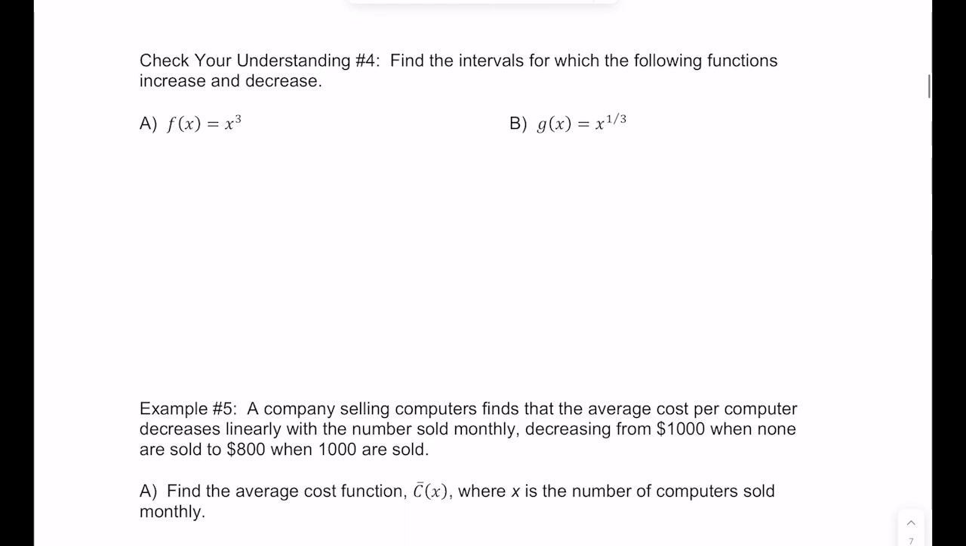Okay, please pause the video, and for the next two, you want to find the intervals on which the functions increase and decrease.